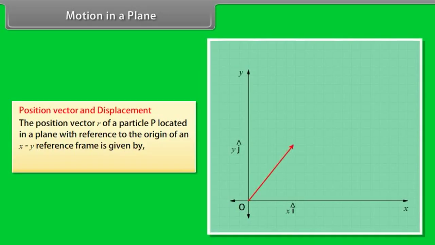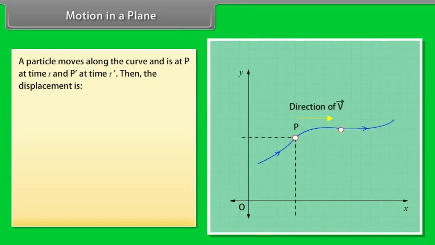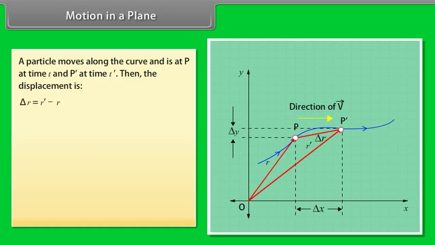Motion in a plane. Let's see motion in two dimensions using vectors, position vector and displacement. The position vector r of a particle P located in a plane with reference to the origin of an XY reference frame is given by r = xi + yj. A particle moves along the curve and is at P at time t and P' at time t'. Then the displacement is Δr = r' − r.